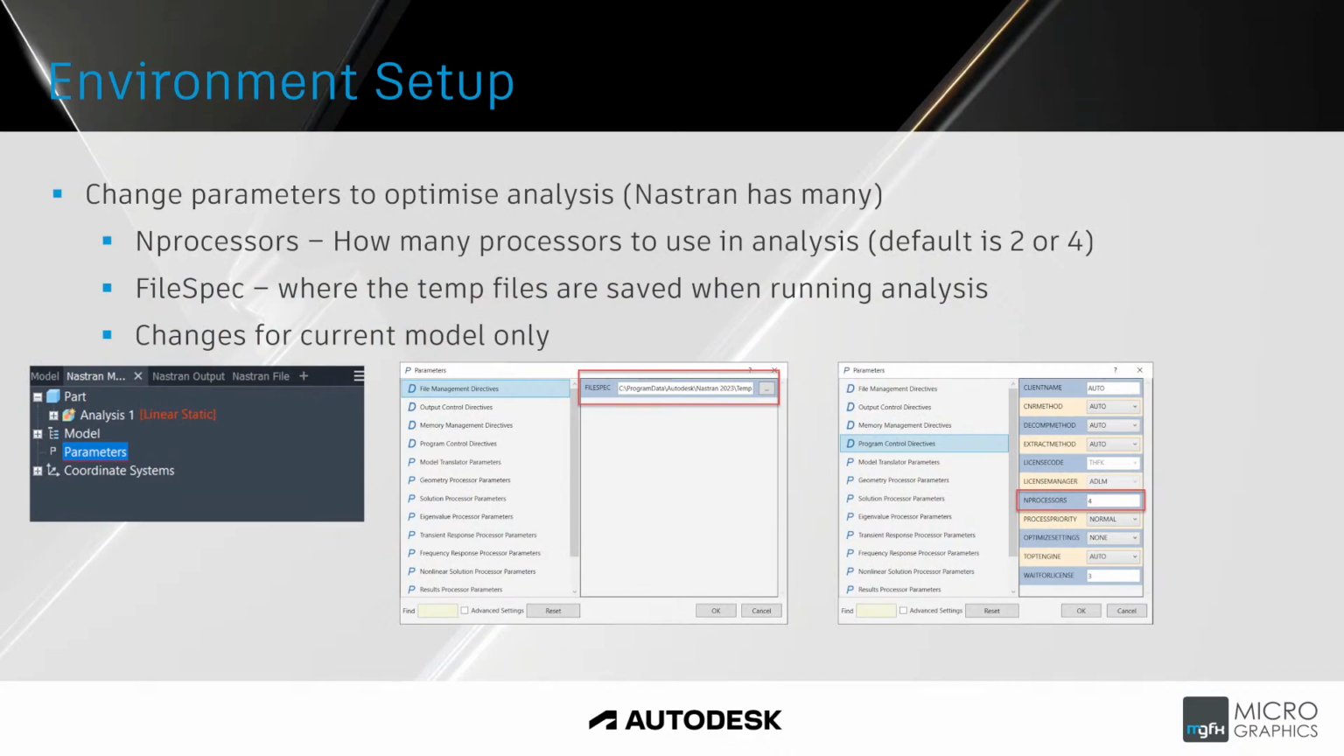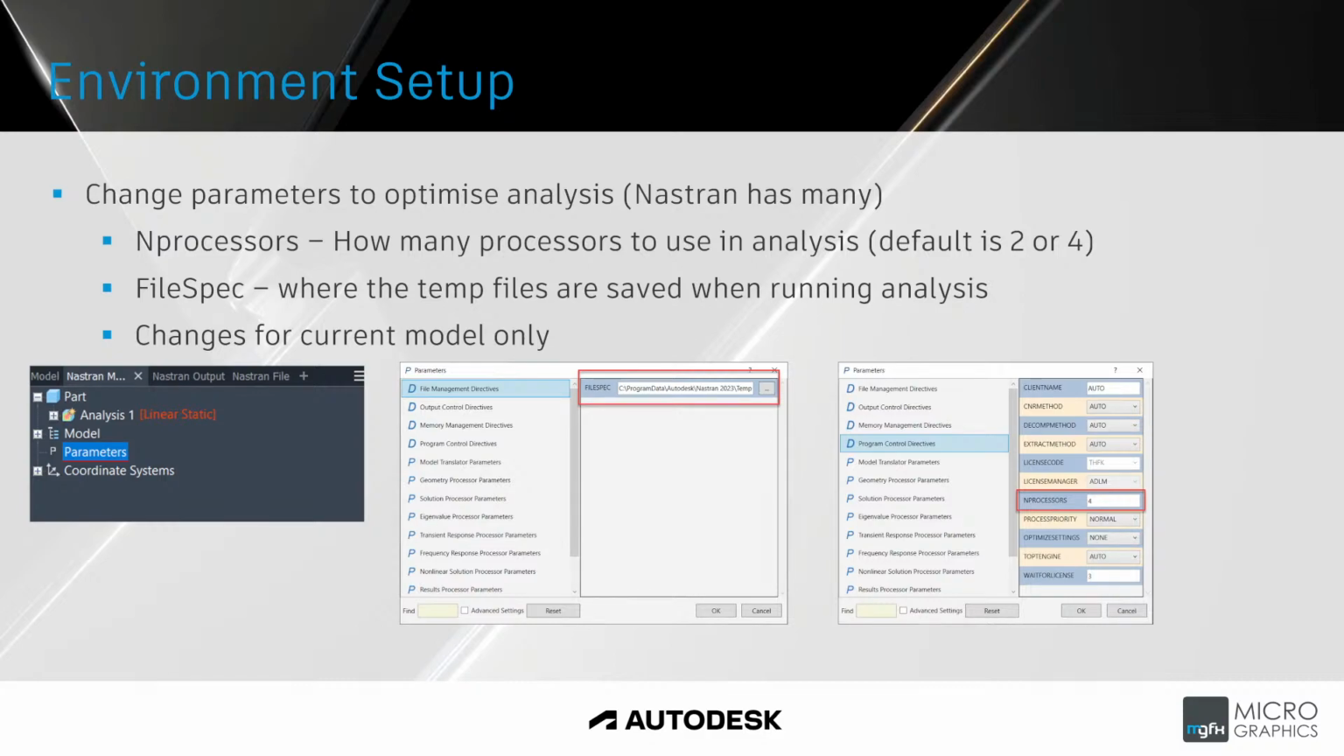Then some things that you can do in your environment setup. So you've bought a new laptop or a new computer, you've got like 24 processors, and your Nastran is still very slow when it does the calculations, but it should be multi-threaded. So what's happening over here? The default for Nastran is that it only runs between 2 or 4 processors. So we need to up that.